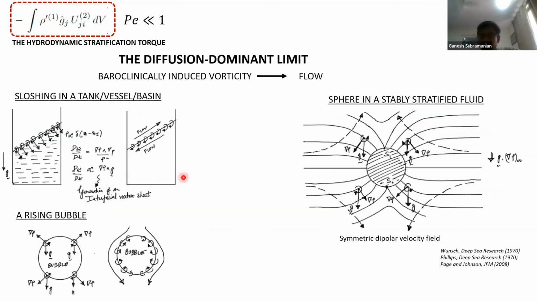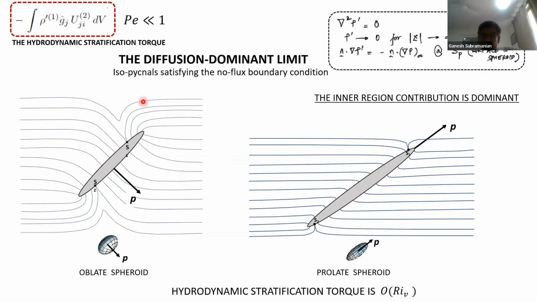But what you can predict is that, remember, the torque comes from the modulation of the density field in a region around the spheroid. This is what I meant when I said early on that for small Peclet, it's a regular perturbation problem. The contribution to the torque arises from length scales of order the spheroid size. In this case, it's the major axis. And therefore, the scale for the hydrodynamic stratification torque is a regular scale. It's just proportional to RiV. So therefore you have three torque contributions: the inertial torque contribution of order Reynolds, and the hydrostatic and hydrodynamic stratification torque for small Peclet, both of which are order Richardson number, the viscous Richardson number.